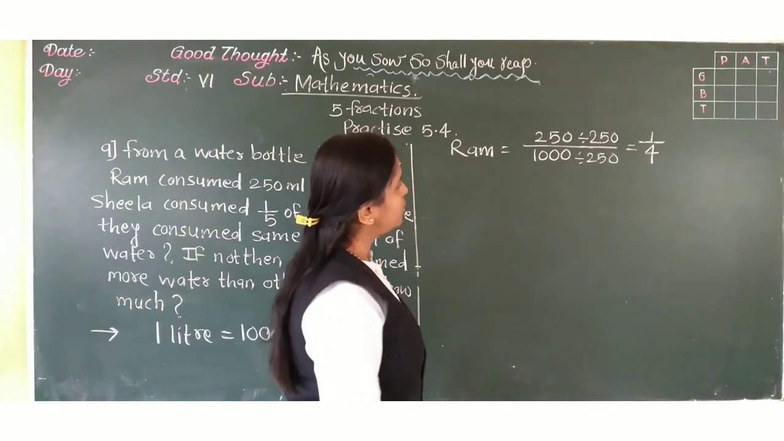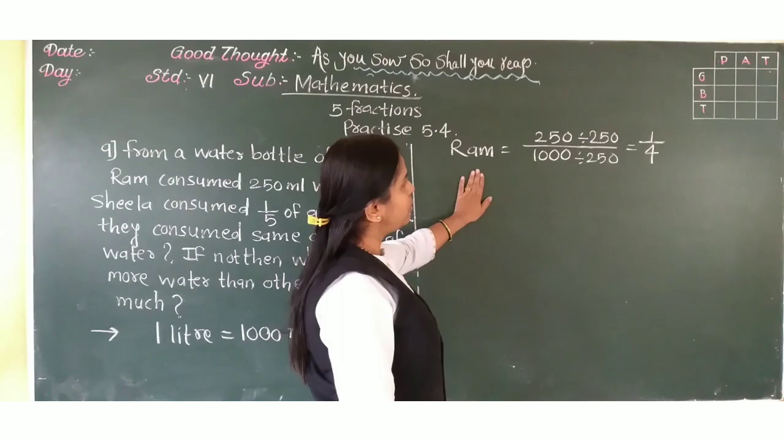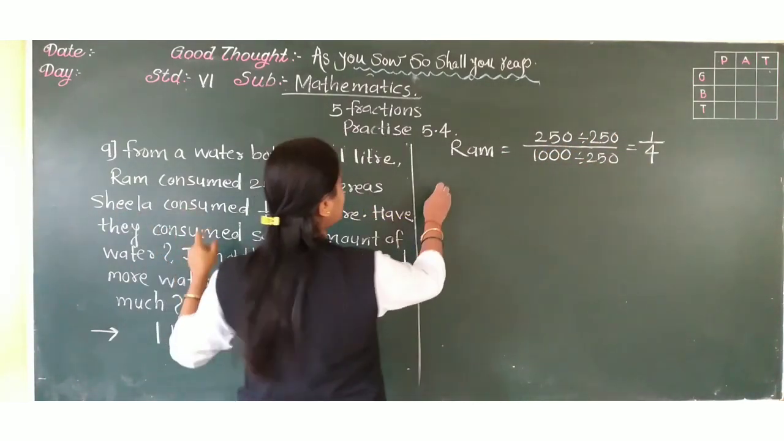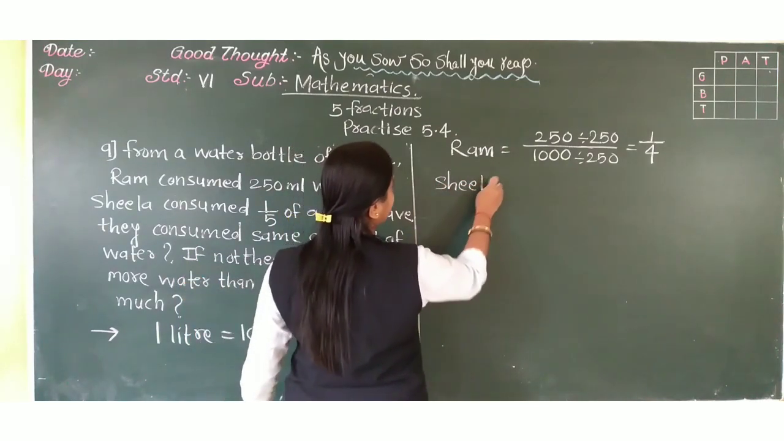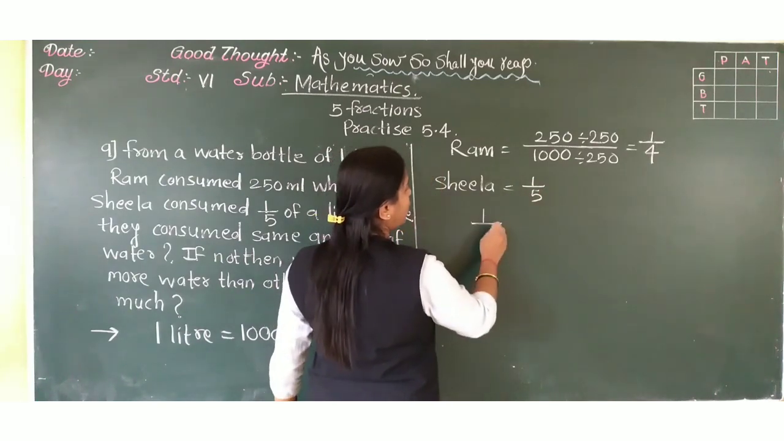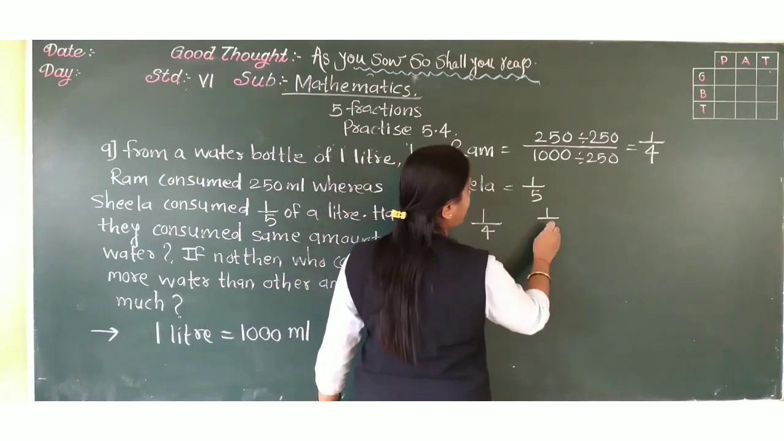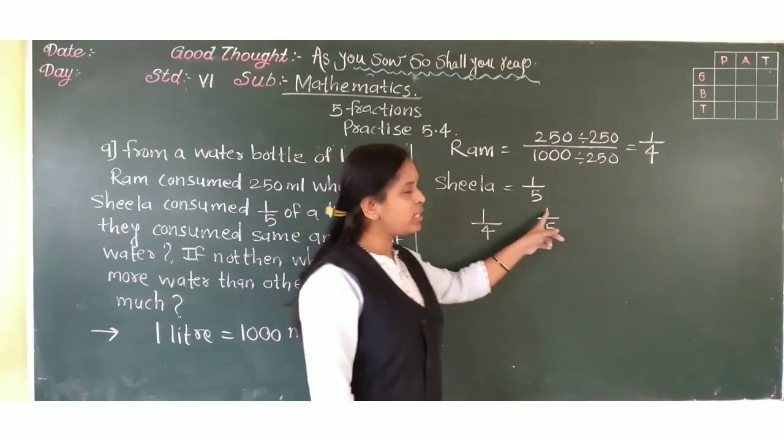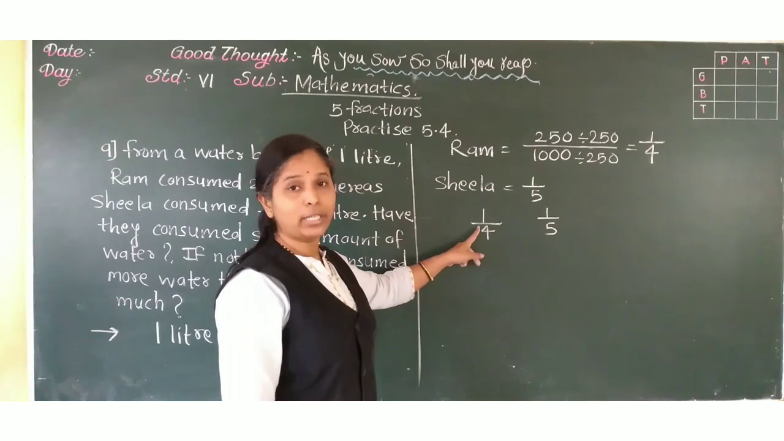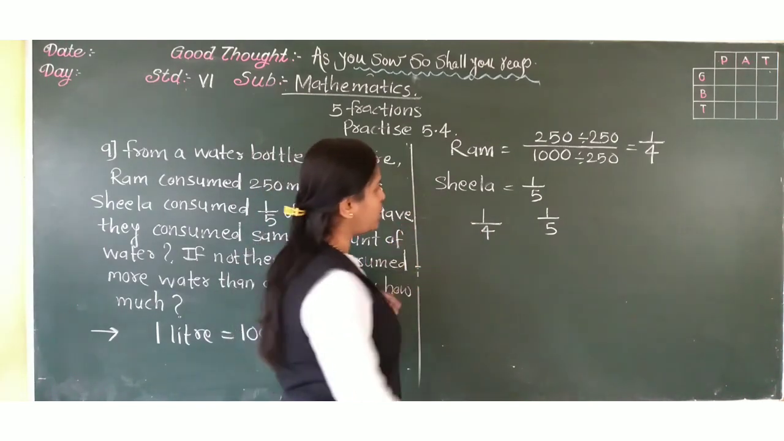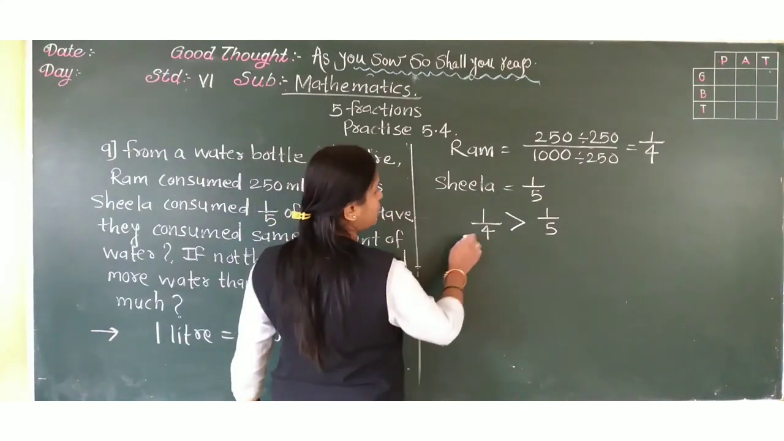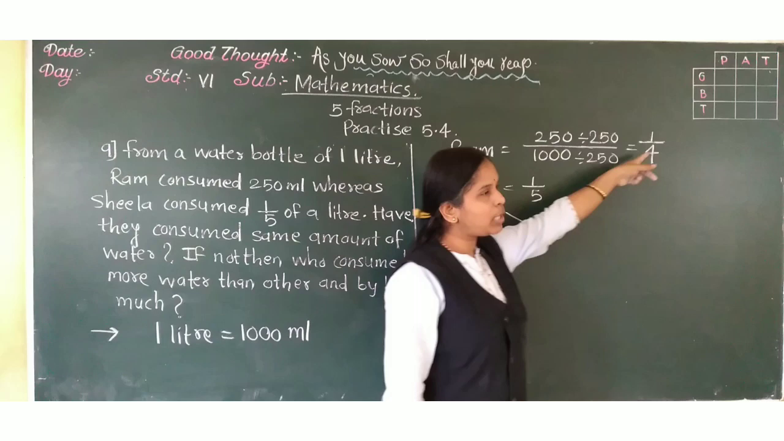Okay. Then Ram consumed a total of 1/4 and Sheila consumed 1/5. Now compare 1/4 and 1/5. Who is greater? Now the numerators are equal. So who is greater? The denominator which is smallest, that is the greatest. That is, 1/4 is greatest. So who consumed more? Ram consumed more, because here 1/4 is greater.